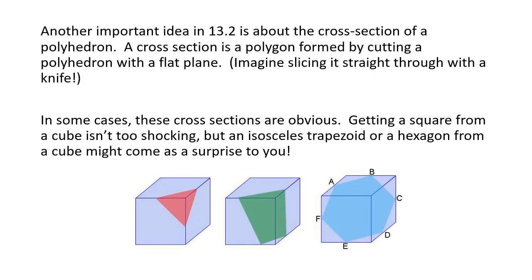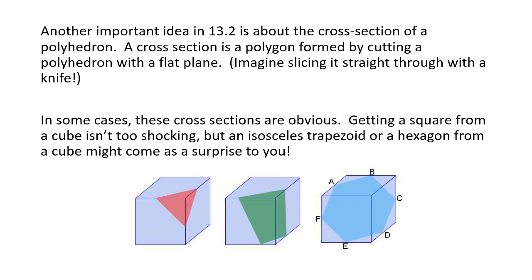Another important thing from 13.2 is this idea of a cross section. A cross section of a shape is where we take a plane and slice through that polyhedron. Some cross sections are a little more intuitive than others. We can see what they're going to make right away. If we have a cube, getting a square cross section is pretty straightforward. We're just going to cut parallel to any pair of sides, and we'll get a square. Now, getting a rectangle might be a little harder to visualize, but it is possible.